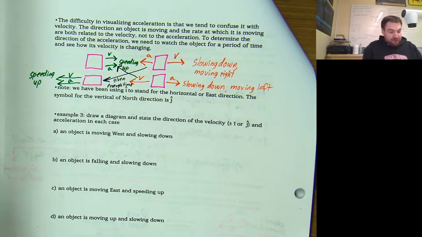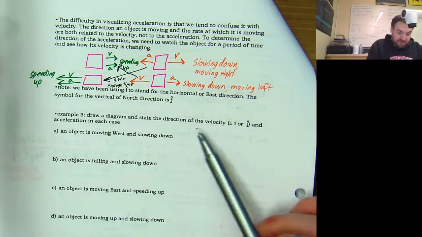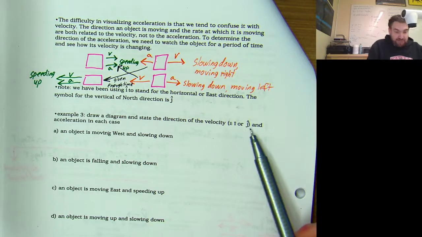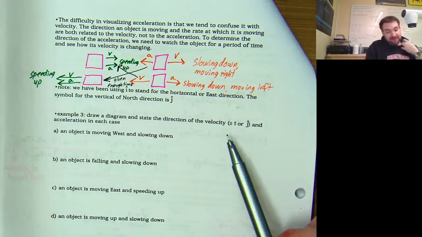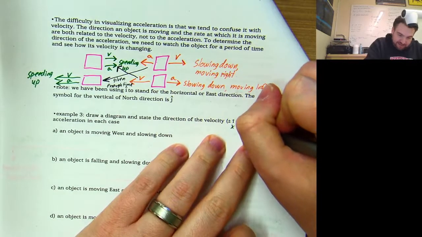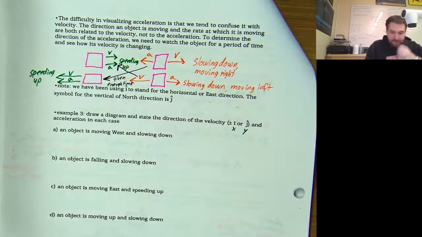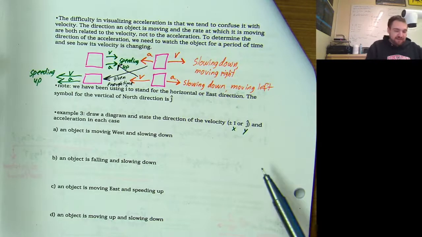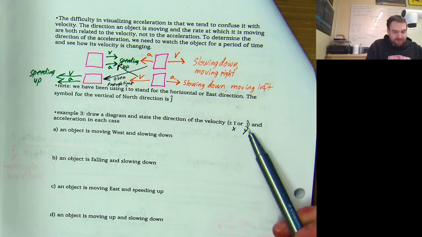Okay, so I want to draw a diagram and state the direction of the velocity, i.e. positive or negative i hat or j hat. We've talked about i's and j's. i hat is the x direction, just review. And j hat is the y direction. Positive is typically to the right. Negative is typically to the left. Or for this one, positive would be up and negative would be down.